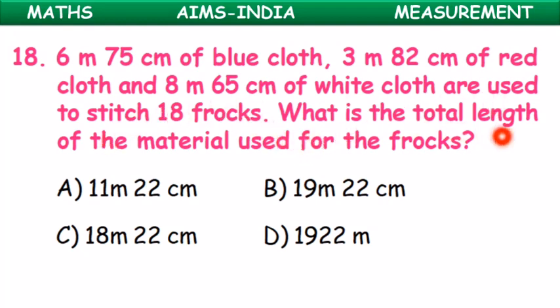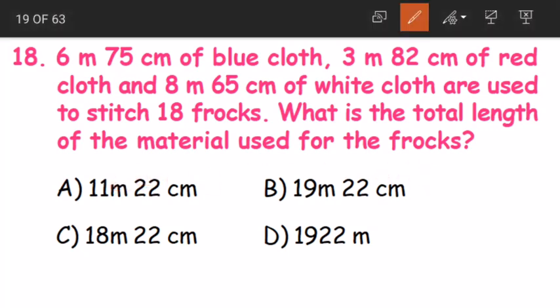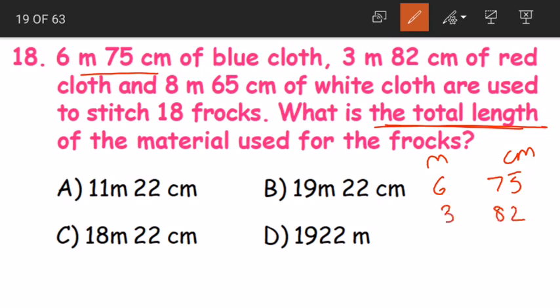Question 18. 6 meters 75 centimeters of blue cloth, 3 meters 82 centimeters of red cloth and 8 meters 65 centimeters of white cloth are used to stitch 18 frocks. Now what is the total length of material used for the frocks? They are simply asking us to find out the total length. How do we find out, children? We need to add. I am writing the meters and centimeters: 6 meters 75 centimeters, 3 meters 82, and then we have 8 meters and 65 centimeters. When we add, this is 12, 1 carried, 16 plus 6 is 22 again.